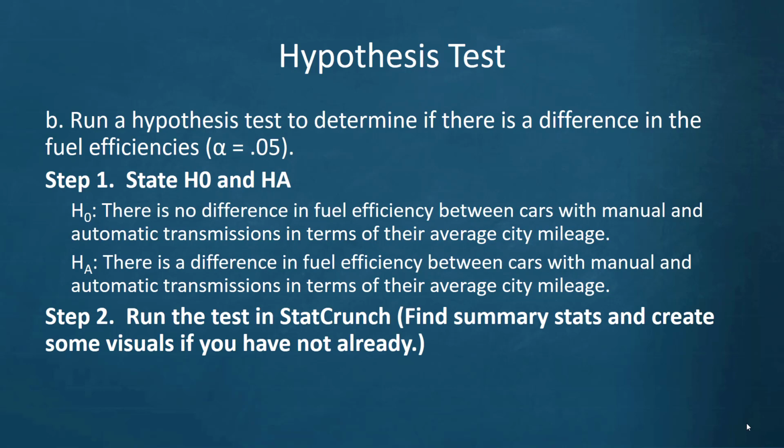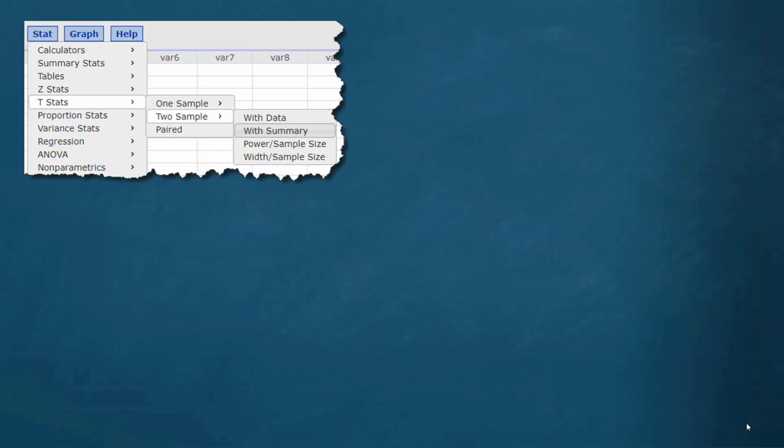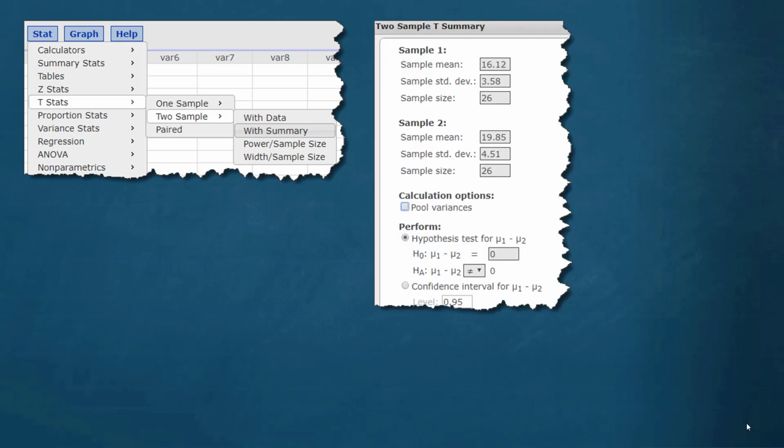So now we're going to run the test in StatCrunch. So it says find summary stats, create some visuals if you have not already. Okay, so we're going to do the t-test, 2 sample with summary. We're going to put all that in. And notice we could have also expressed this null and alternative in symbols. We could have said mu1 equals mu2 or mu1 minus mu2 equals 0. And similar for the HA, mu1 minus mu2 is not equal to 0.